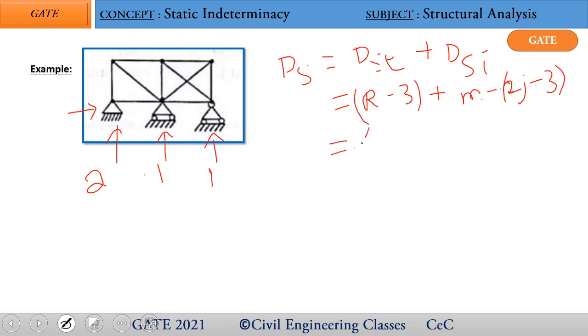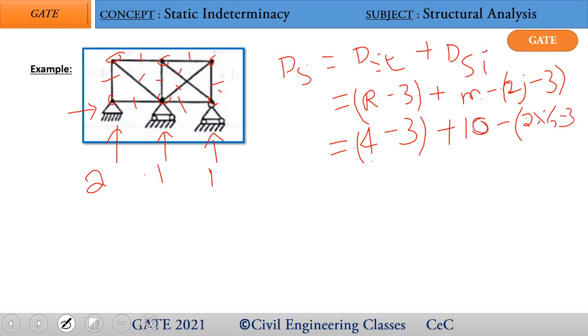Okay. So here 4 minus 3 plus, what are the total number of members? 1, 2, 3, 4, 5, 6, 7, 8, 9, 10. So there are 10 members, minus how many joints? 1, 2, 3, 4, 5 and 6. Okay. So there are 6 joints. So 2 multiplied by 6 minus 3.